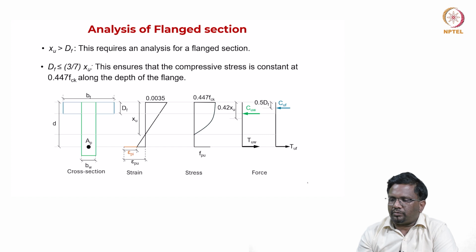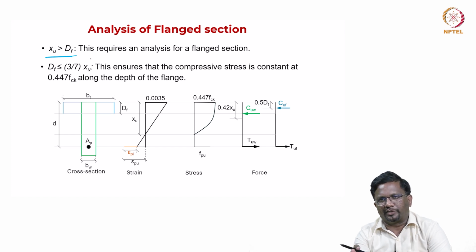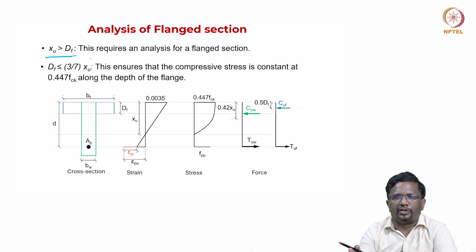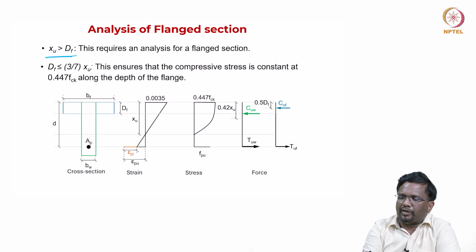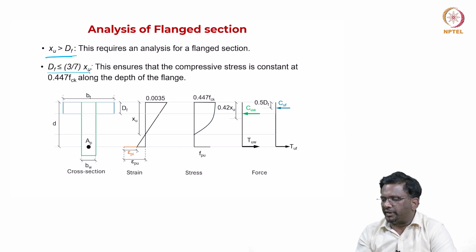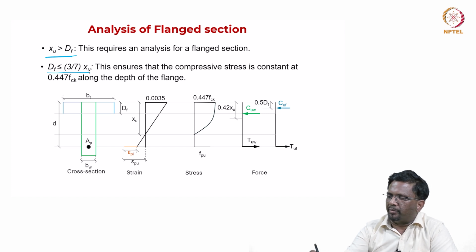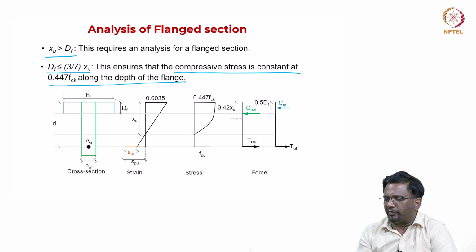Now, when XU becomes more than the depth of the flange, ideally only then does this become a flange section analysis. When XU becomes less than the depth of the flange, then ideally you are doing a rectangular section analysis only, but the width of the section will be BF. And when DF is less than 3/7 of your XU, then this ensures that the compressive stress is constant at 0.447 FCK across the entire depth of the flange, right.